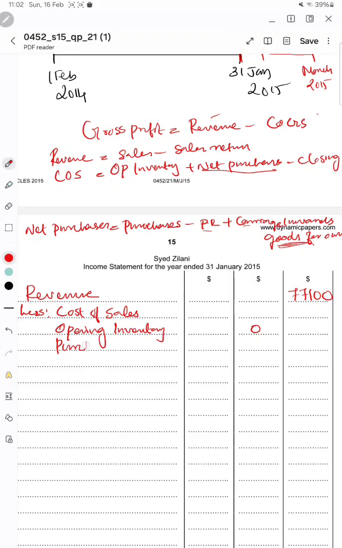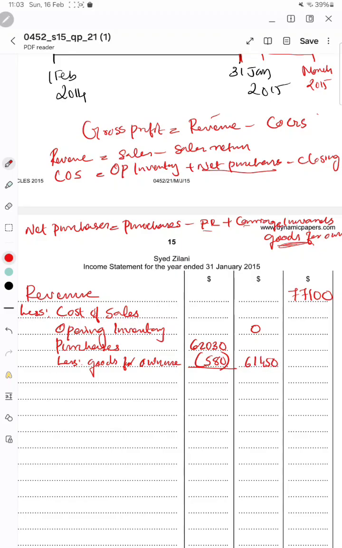So next is purchases. Purchases that you can do in the first column, the working notes. Purchases is 62,030, isn't it? Less goods for own use, that was 580 as per the adjustment. So we'll write the total figure of the purchases here, 61,450.